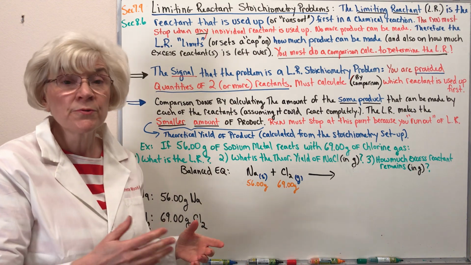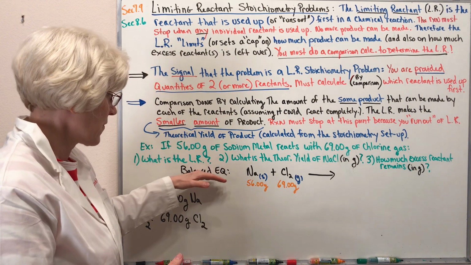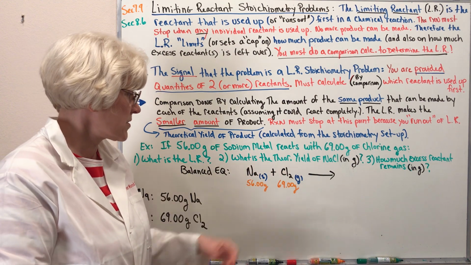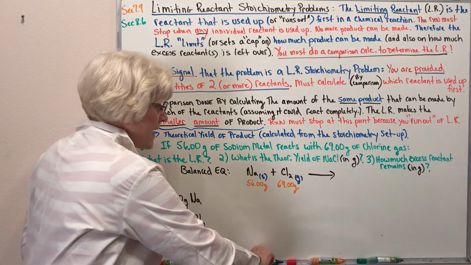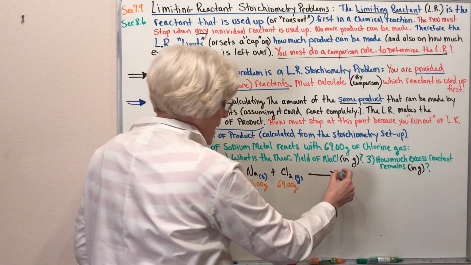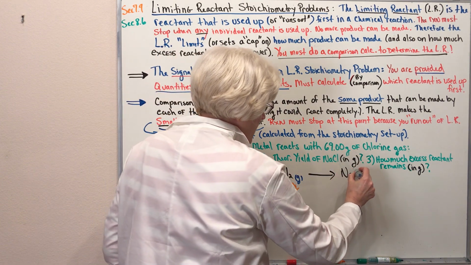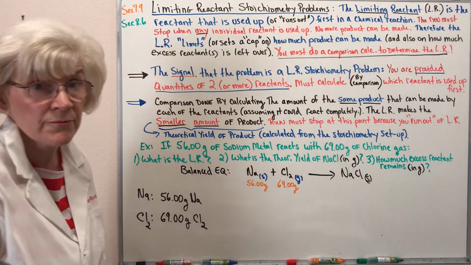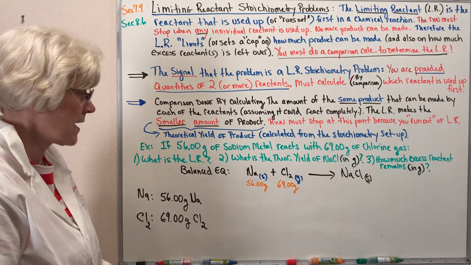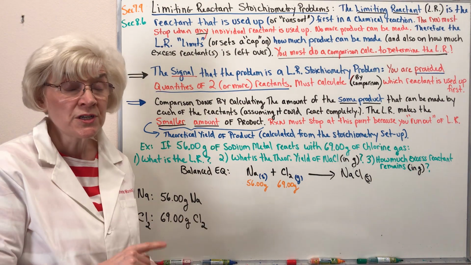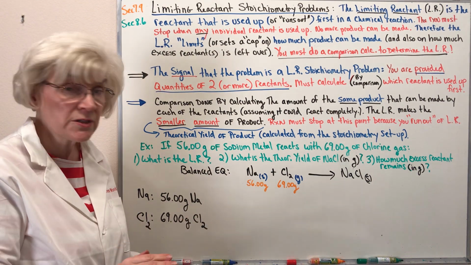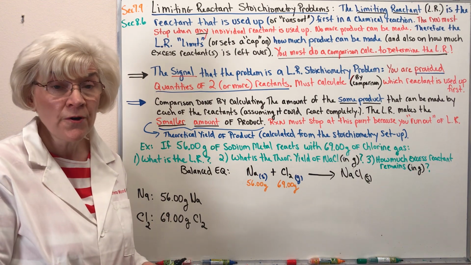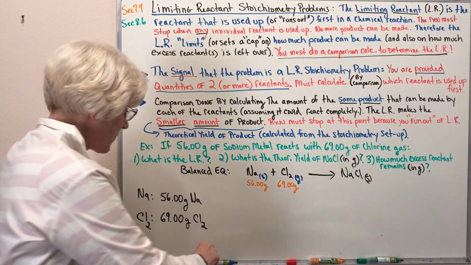So you recall that in order to do any stoichiometry problem, we have to have a balanced equation. Our reactants are sodium metal and chlorine gas, and as the problem implies, we are making the product sodium chloride, which is a solid at room temperature, as all ionic compounds are. Now the equation needs to be balanced. You cannot do a stoichiometry problem without a balanced equation. You need those coefficients to get the mole to mole ratios.